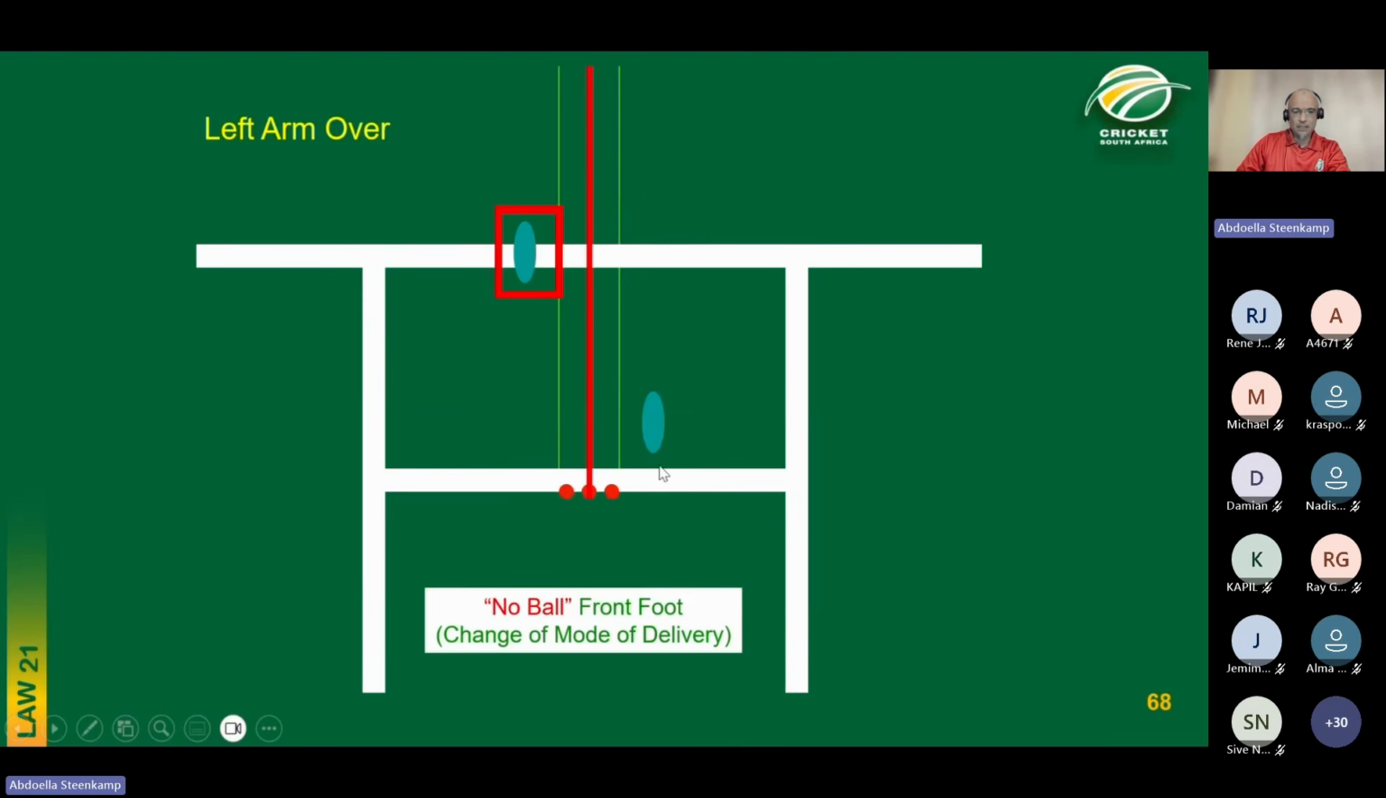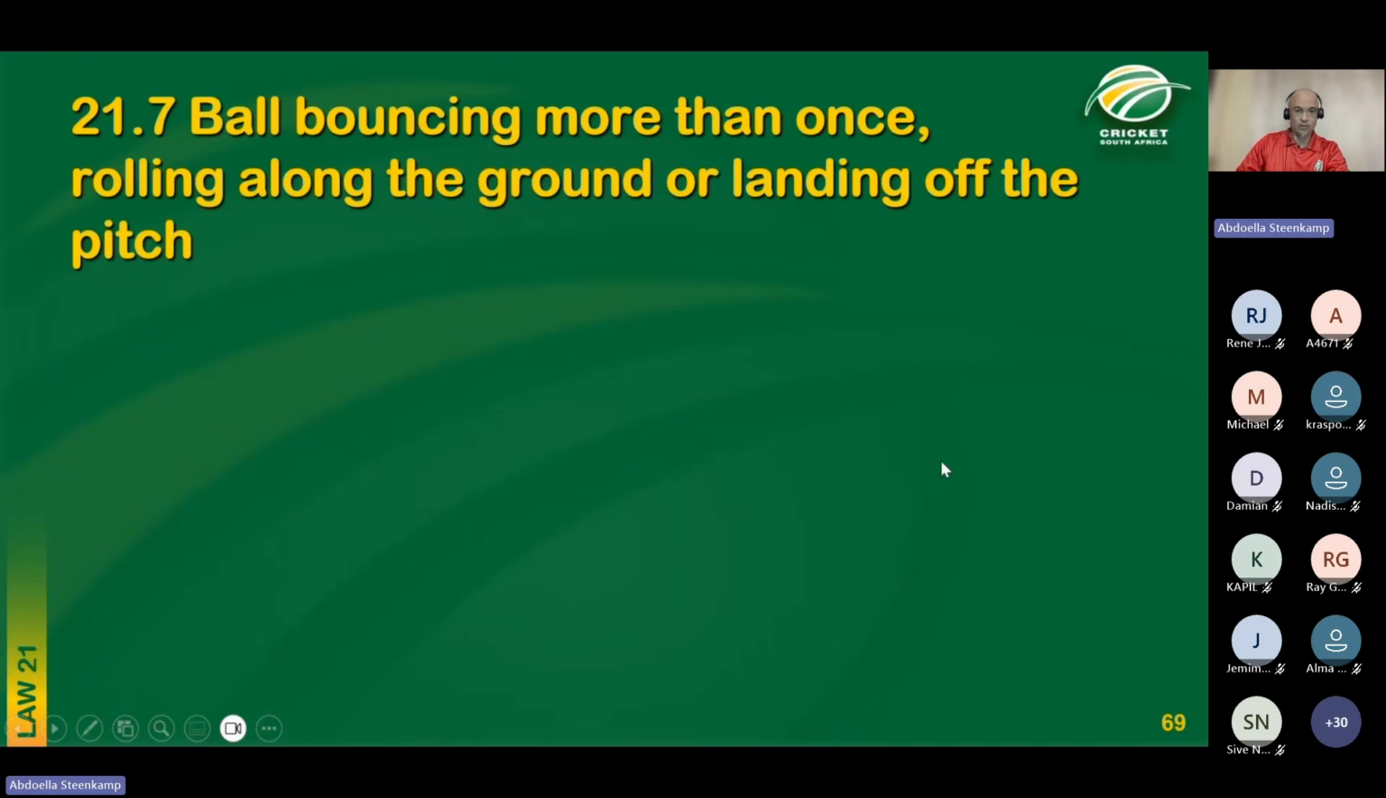I mentioned earlier the law wants the front foot to be on the same side of the imaginary line joining the two middle stumps. So if this is a left arm bowler bowling over the wicket, look where that front foot is landing. This front foot is on the other side of the imaginary line joining the two middle stumps. So the law sees this as a no ball because this left arm bowler is now not bowling over the wicket. He or she is now seen as per the law bowling around the wicket. That's why we're calling that a no ball.